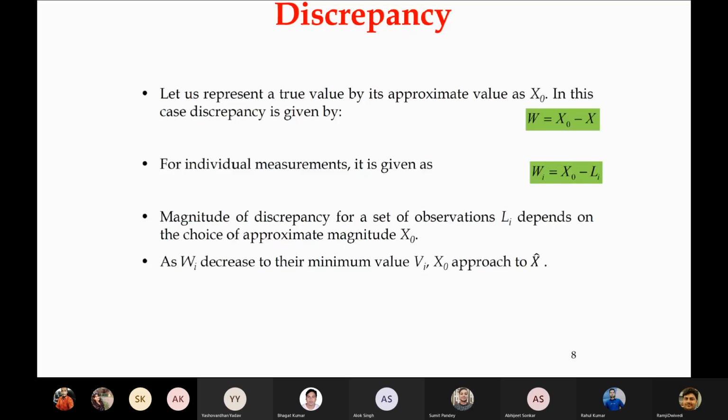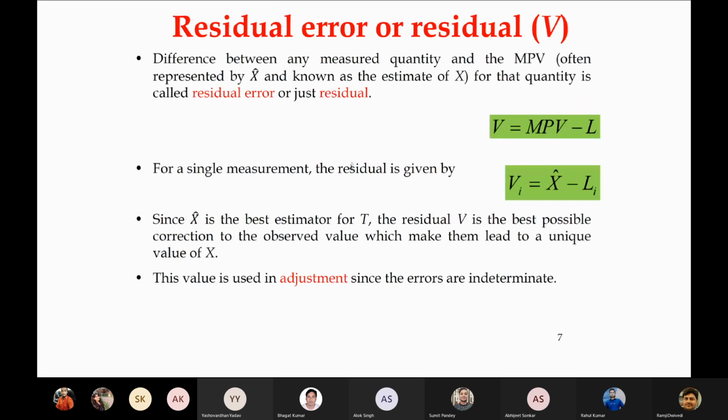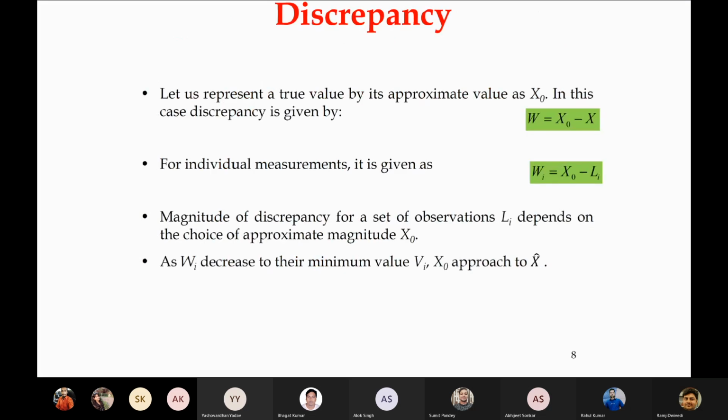So aap pichli slide pe, I'll go back to the last slide and you see here that MPV is replaced by X naught. V is replaced by W. ठीक है, last line पढ़िए क्या लिखा है. As W_i decreases to its minimum value, V_i, x naught will approach x hat. जैसे जैसे आप discrepancy को खत्म करेंगे, zero की ओर ले चलेंगे या residual की ओर ले चलेंगे, your x naught will approach x hat. That means your x naught will become MPV.